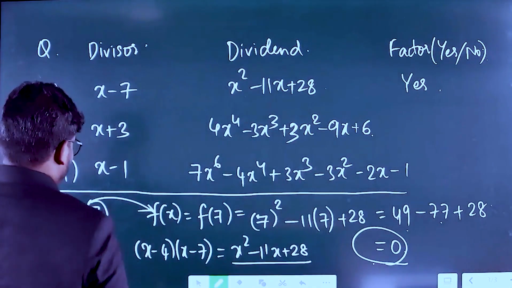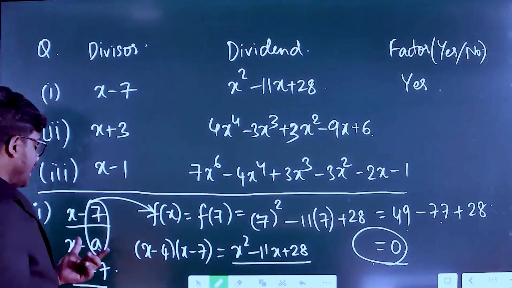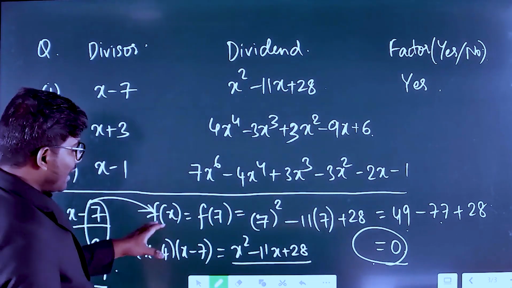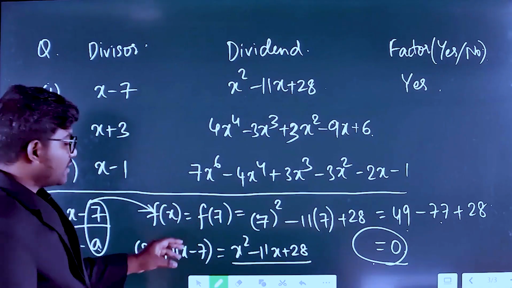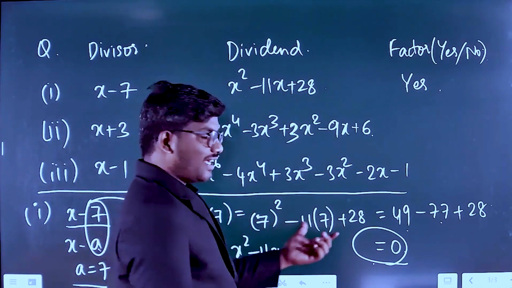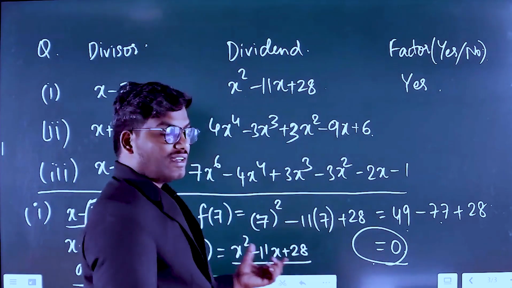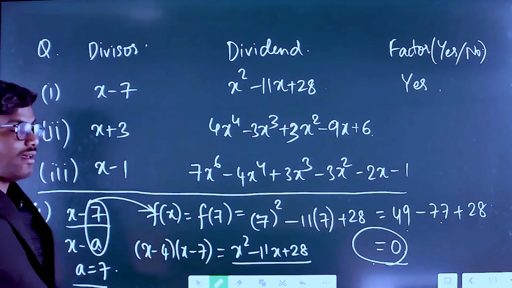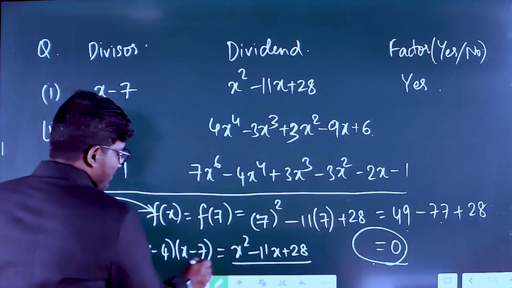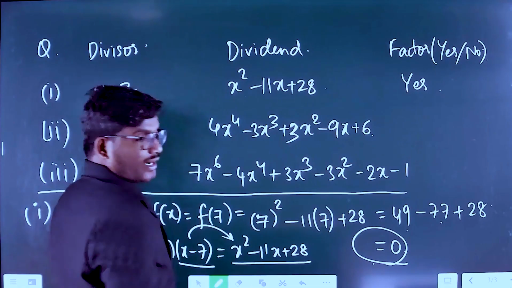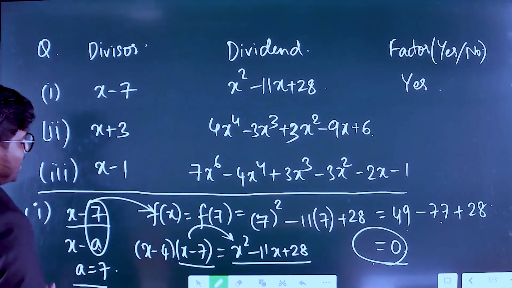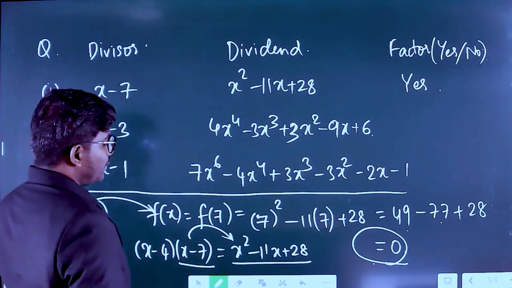Like I compared x minus 7 with x minus a. So I understood the value of a is 7. So then I put it in place of x in f of x. F of 7 was calculated and the value of f of 7 came out to be 0. So whenever the remainder, which is f of a, becomes 0, x minus a becomes a factor of f of x. That is the hidden idea. Alright. So based on that, now we need to enhance this better. How do we do that?